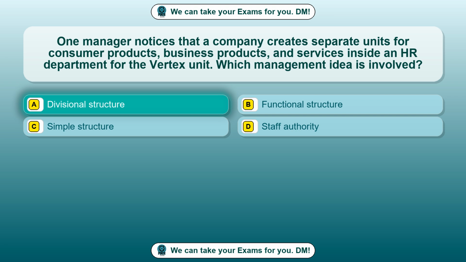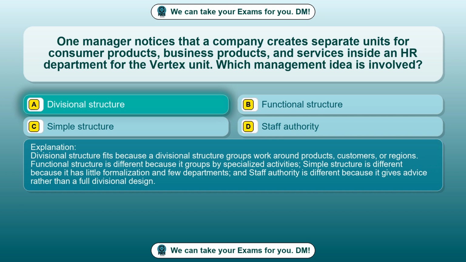Divisional structure. Divisional structure fits because a divisional structure groups work around products, customers, or regions. Functional structure is different because it groups by specialized activities. Simple structure is different because it has little formalization and few departments, and staff authority is different because it gives advice rather than a full divisional design.